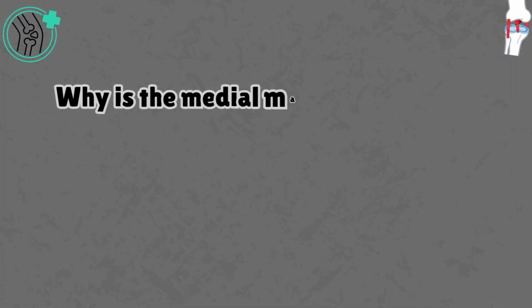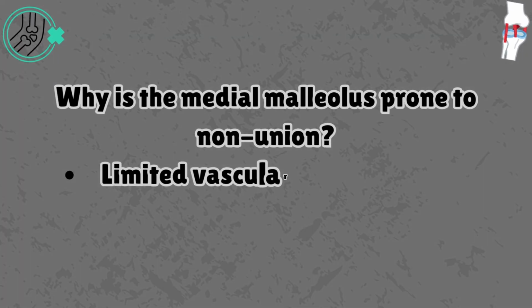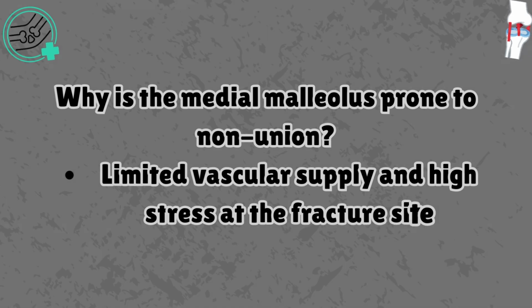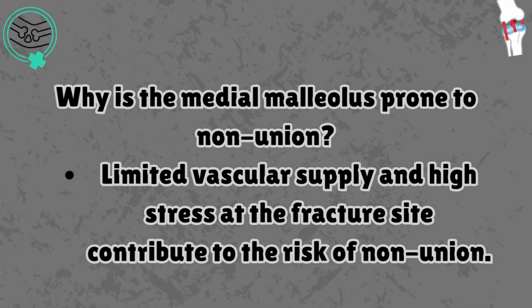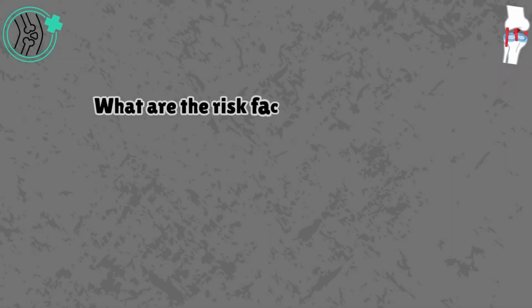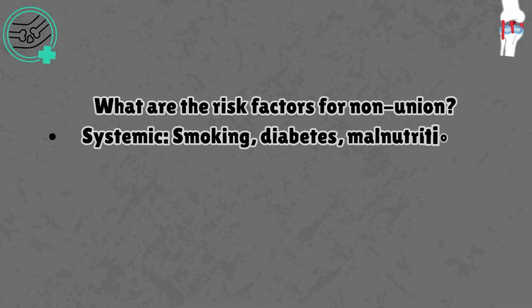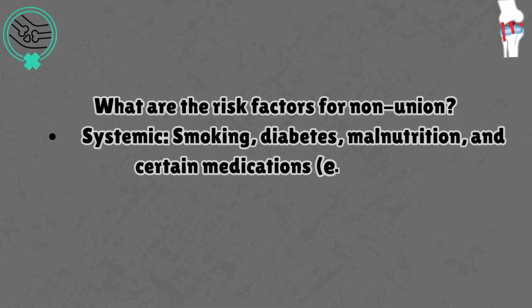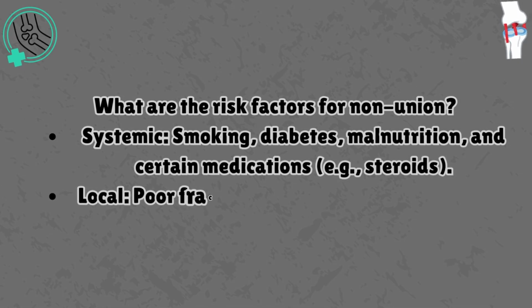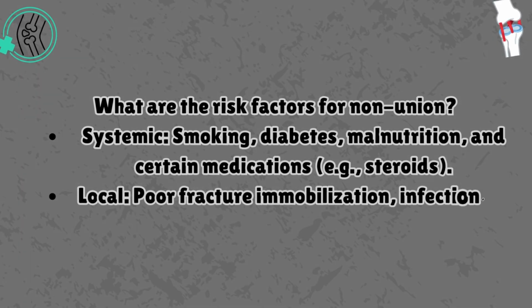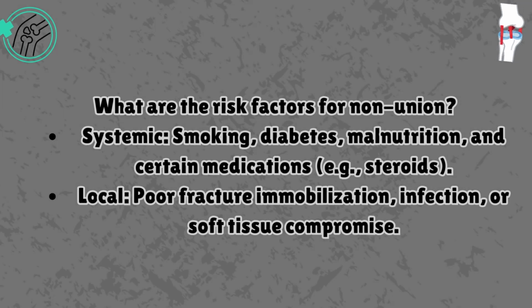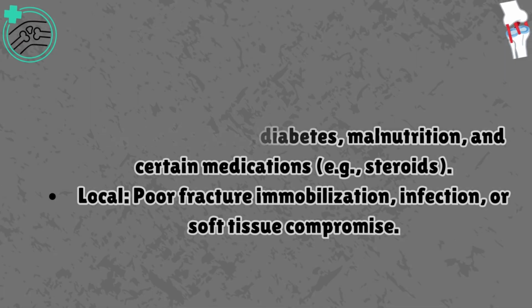Why is the medial malleolus prone to non-union? Limited vascular supply and high stress at the fracture site contribute to the risk of non-union. What are the risk factors for non-union? Systemic: smoking, diabetes, malnutrition, and certain medications, for example steroids. Local: poor fracture immobilization, infection, or soft tissue compromise.